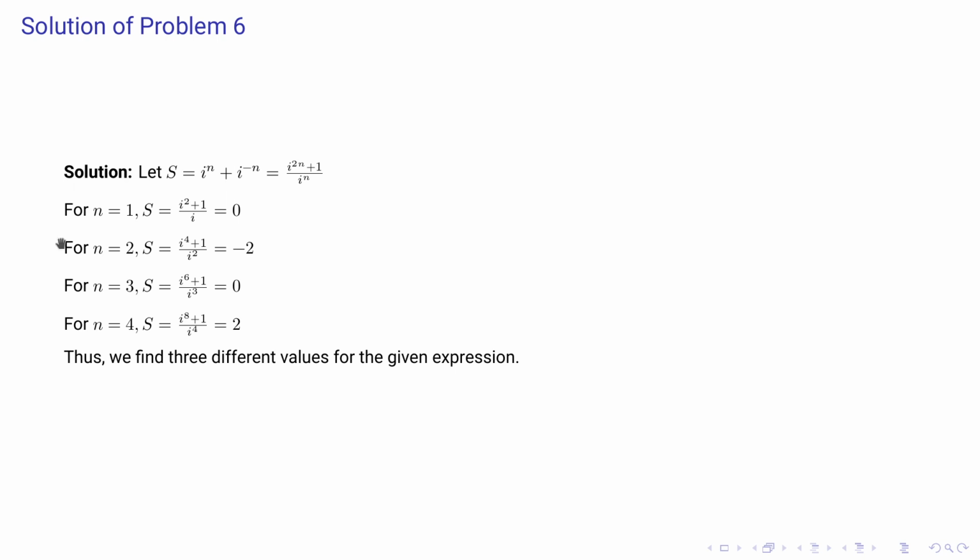Now we substitute n = 1, we get (i^2 + 1) / i, which is 0. We substitute n = 2, we get (i^4 + 1) / i^2, which is -2, because i^4 is 1 and i^2 is -1. For n = 3, it becomes (i^6 + 1) / i^3. i^6 is i^2, which is -1, so it becomes 0 again. For n = 4, we get 2. So you see that we get 3 different values for the sum: 2, 0 and -2. So that is our answer.